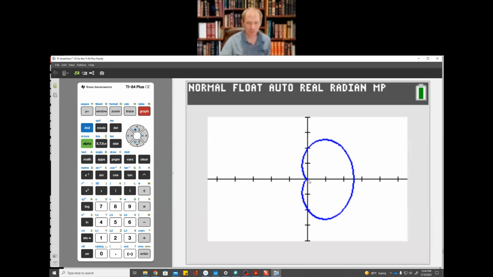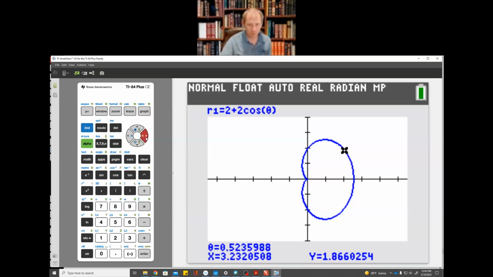So what I can do is I can say, well, we want to think about rays coming out of the origin and sweeping out all of the area, okay? So if I hit trace, it'll give me an XY coordinate, but also tell me the theta. I can see, all right, as I trace along, there's my angle, right?